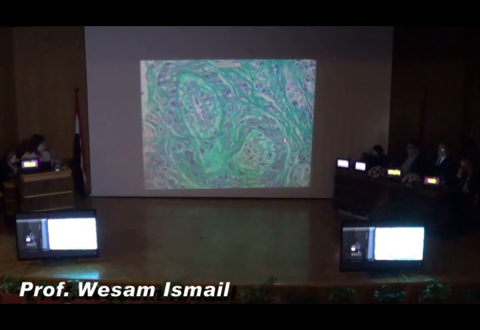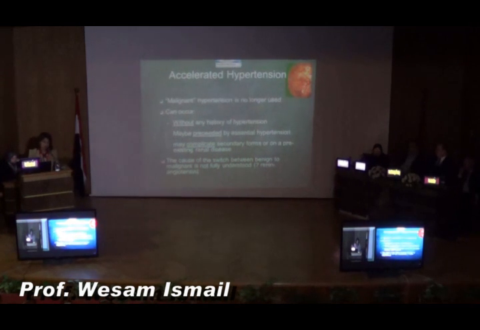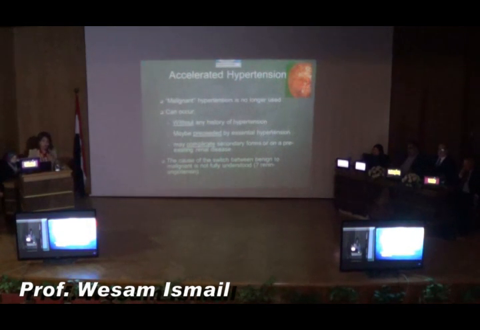Look at this one, with marked endothelial swelling almost occluding the lumen of the artery, and you have the same intimal changes or intimal degeneration, and look at this arteriole, almost completely occluded by an organized thrombus. This is a typical scenario of accelerated hypertension, or what we call malignant hypertension, an acute flare of malignant hypertension on top of an already suffering kidney from previous episodes of malignant hypertension.